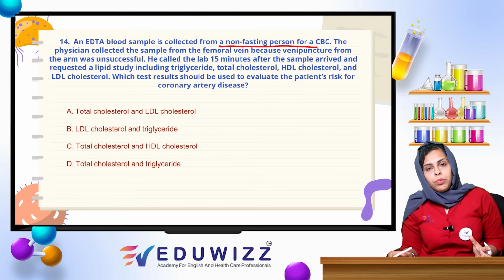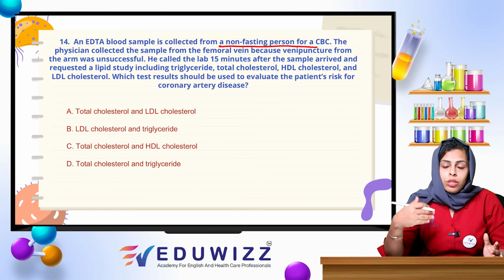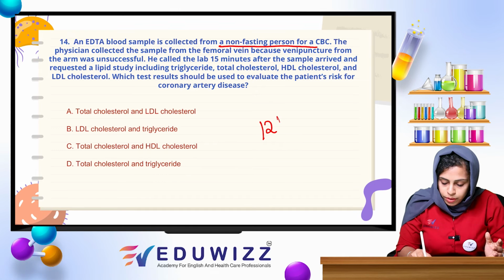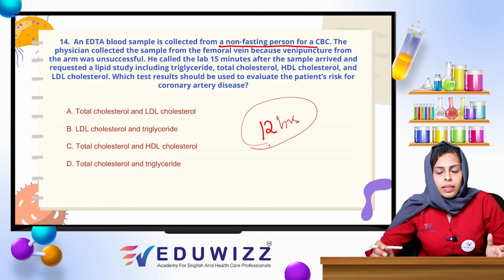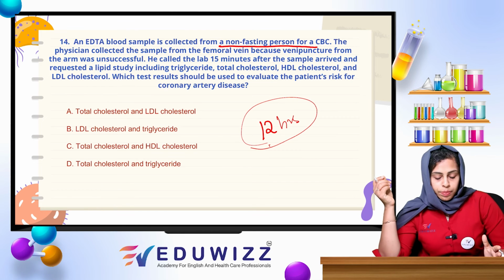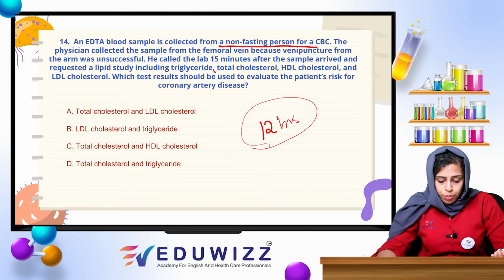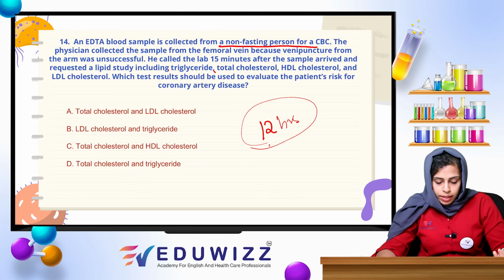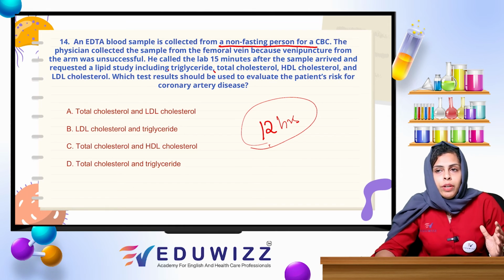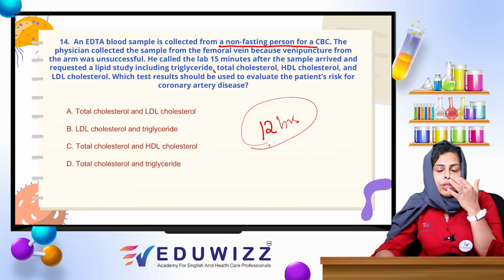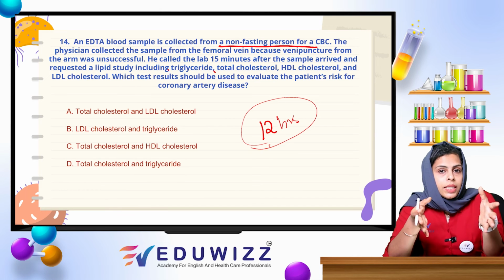When we are doing a lipid profile, the patient should be prepared: the patient should be 12 hours fasting. Otherwise, the values will not be correct, mainly for triglyceride and LDL. So here the options are total cholesterol and LDL cholesterol, triglycerides, total cholesterol and HDL cholesterol, total cholesterol and triglycerides. When the patient is not in a fasting condition, the values can be affected by recent meals.